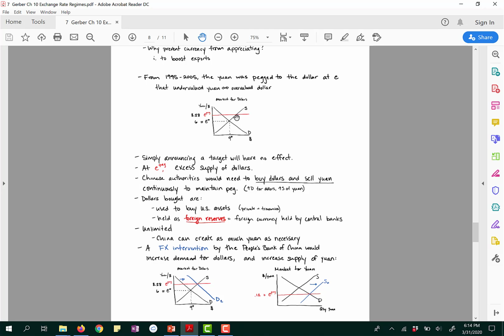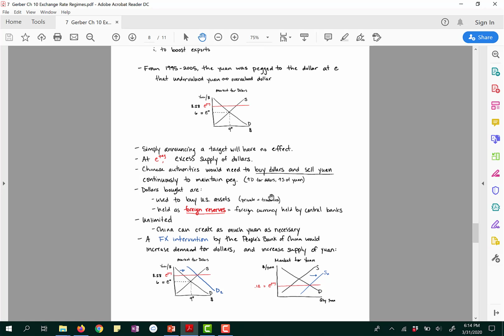What they do is print yuan, their currency, and use it to buy dollars. So they buy dollars with newly created yuan continuously to maintain the peg. As shown in my graphs at the bottom, in the market for dollars, that increases demand for dollars and maintains the peg. If you look at it from the perspective of the market for the Chinese currency, it increases the supply of yuan, therefore maintaining the undervalued peg of the yuan.